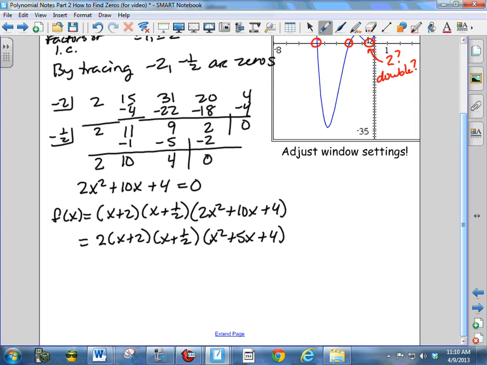Now does that factor again? It looks like it does, but I don't think it's supposed to. Did I do something wrong? X squared divided by 2. I'm going to have to pause a moment and double check this.